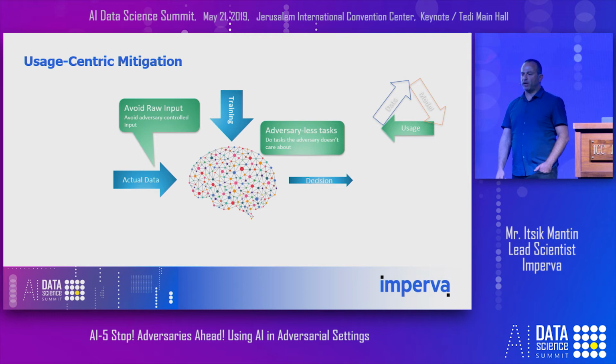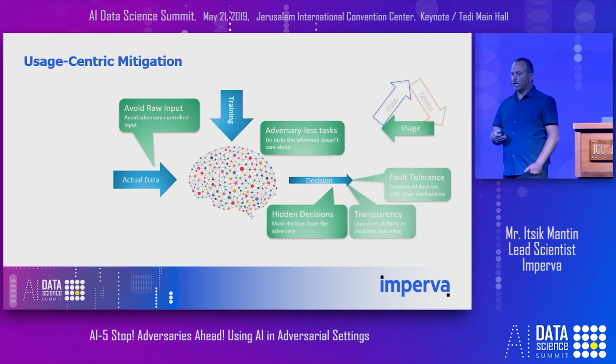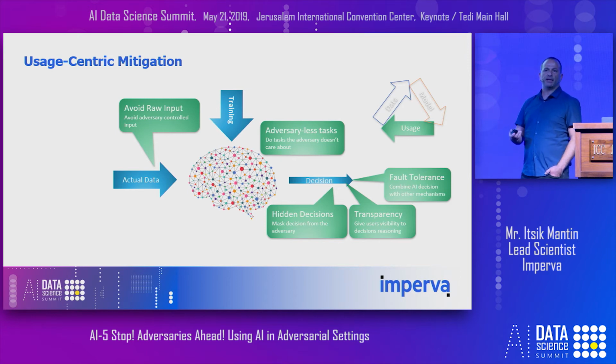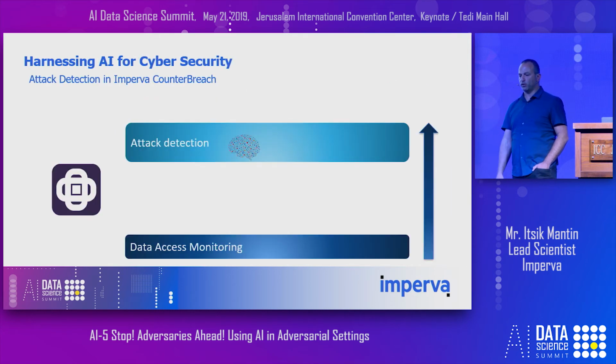In the usage area, there are many things that you can do. You can avoid raw inputs, which gives the attacker less influence on the inputs. You can choose tasks for the AI that the adversary does not care about, like generating insights. You can hide the decisions of the AI to prevent these black box attacks. Transparency is related to the explainability, which I talked about. And you can do fault tolerance: you take this decision of the AI and combine it with other mechanisms, like rule-based ones, to make a more correct decision.